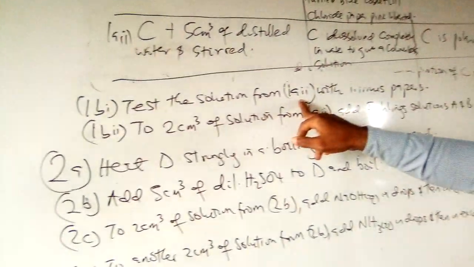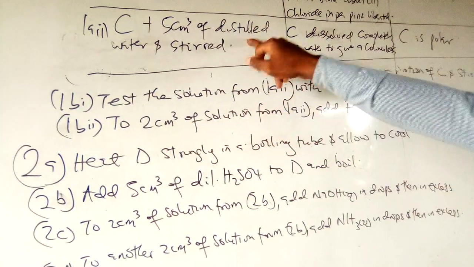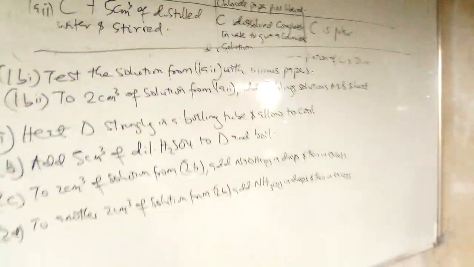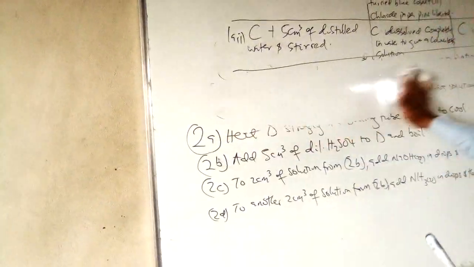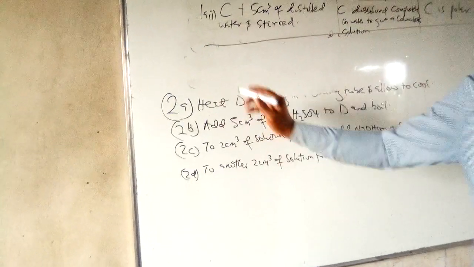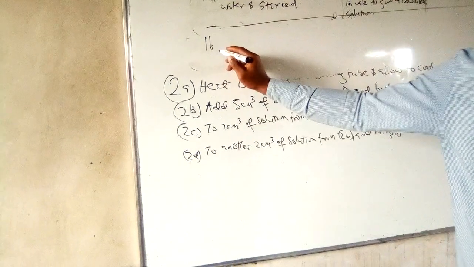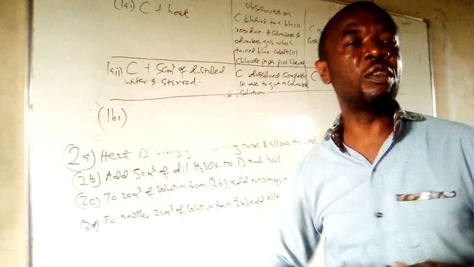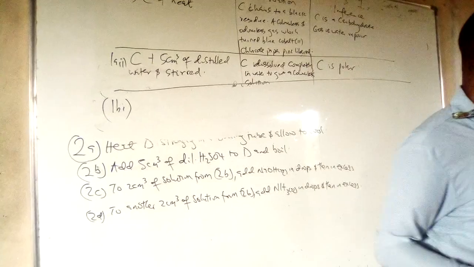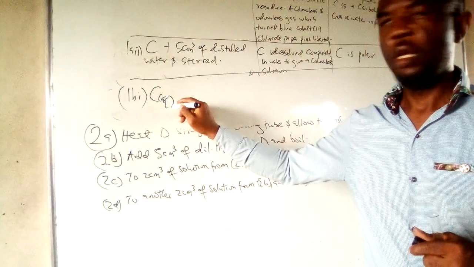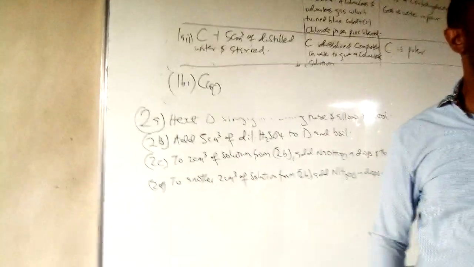Then the third one says the solution from what? What solution is 1AI? This one. Test with what? Litmus papers. Okay, we'll go to that. Now is it 1B or what number there? 1B what? I. That is single I. Instead of saying solution from 1AII, you don't have to start using numbers. You can just write C what? Solution of C.